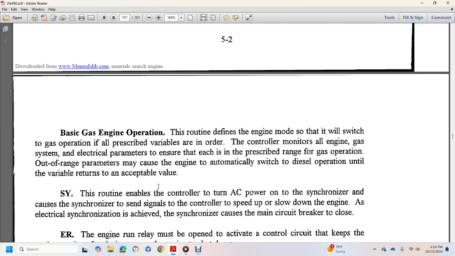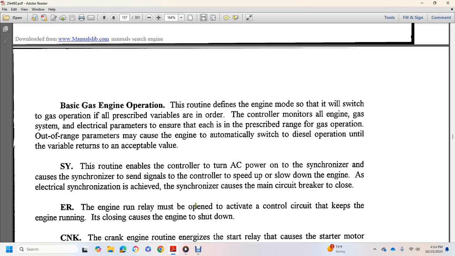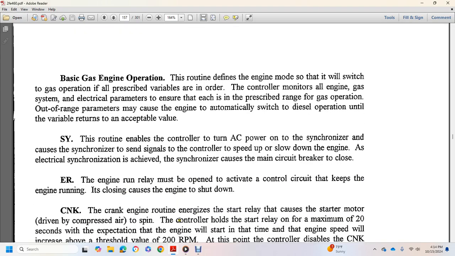Synchronizing routine: this enables the controller to use the AC power synchronizer, which sends signals to the controller to speed up and slow down the engine. As electrical synchronization is achieved, the synchronizer causes the main circuit breaker to close. The engine run relay must be open to activate the control circuit that keeps the engine running. The closing causes the engine to shut down.